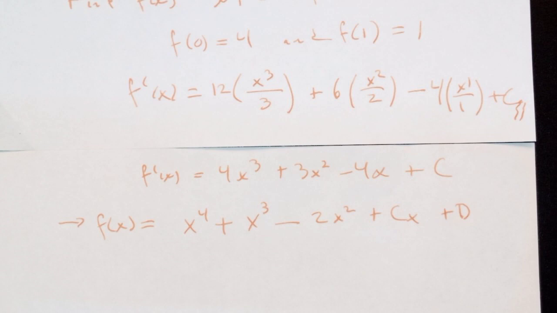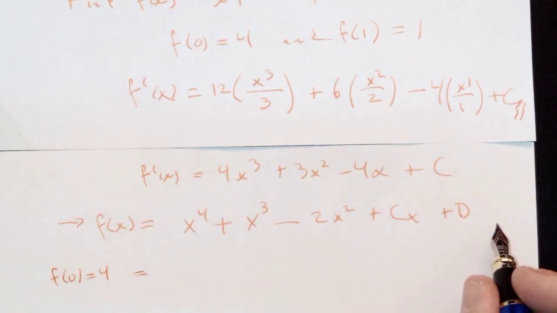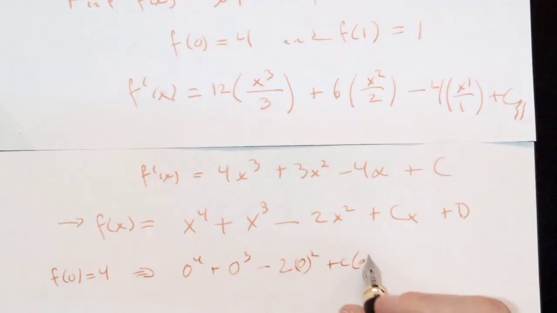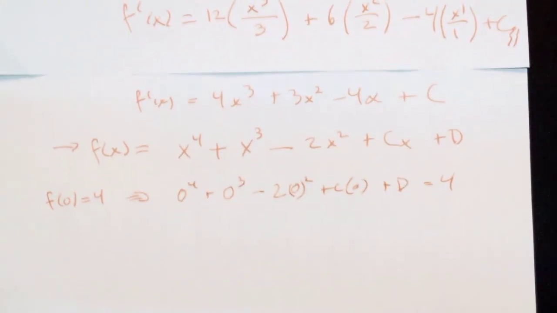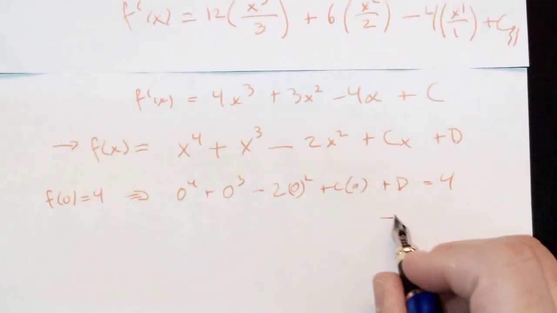What was my first boundary condition? F of 0 equals 4. So that means if I put in 0 here, 0 to the fourth plus 0 cubed minus 2 times 0 squared plus C times 0 plus D equals 4. Notice that everything except D disappears. And I get D equals 4.